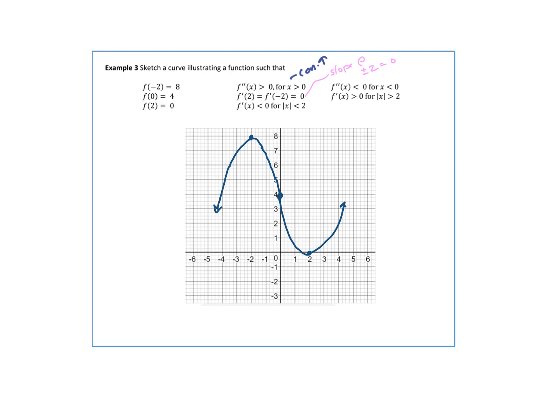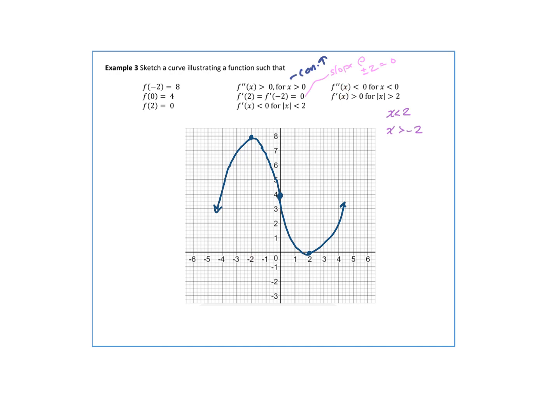Okay, f prime of x is less than 0 for x less than 2. So that would mean decreasing. This was written weird. You would never see that on an AP exam, but it's basically saying x is less than 2, but x is greater than negative 2. So that's saying between negative 2 and 2, it's decreasing. Okay, so look here, it's decreasing all the way from negative 2 to 2.